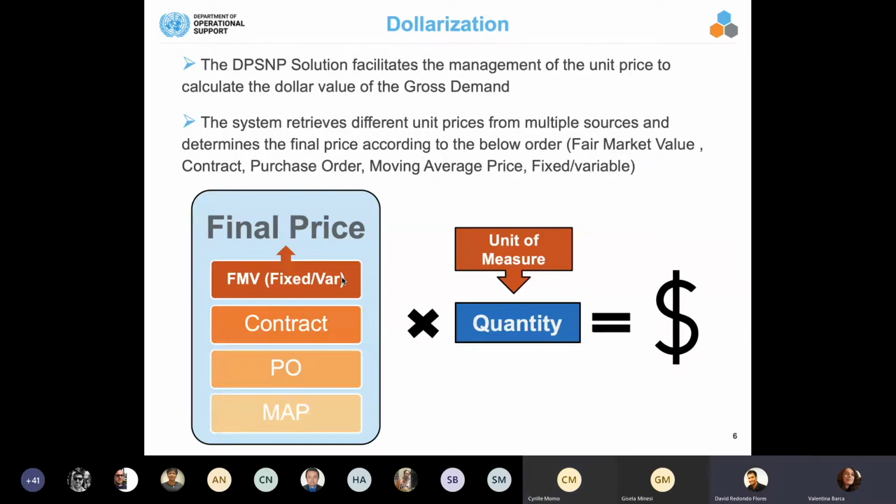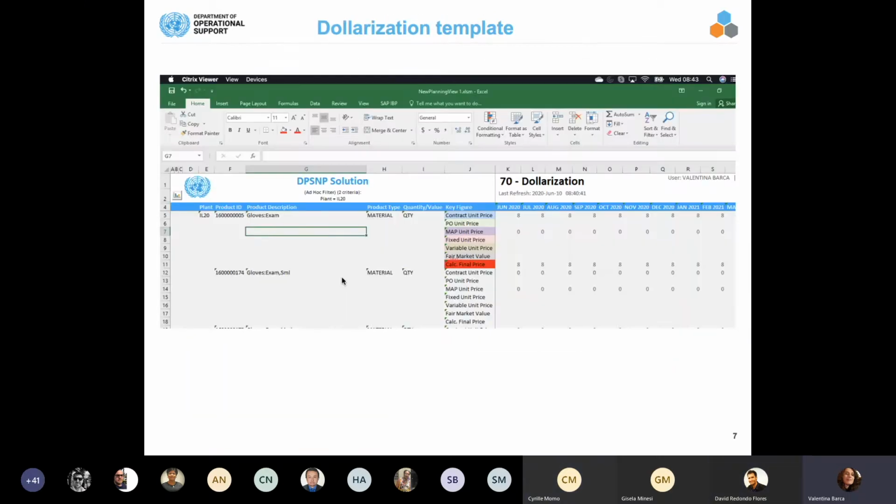Okay, so I go on, and the next will be showing you the template. You can see there are the different prices there: the contract unit price, the purchase order, the moving average price, and then the fixed and the variable, which is the part of the fair market value. And you see in red the calculation of the final price.